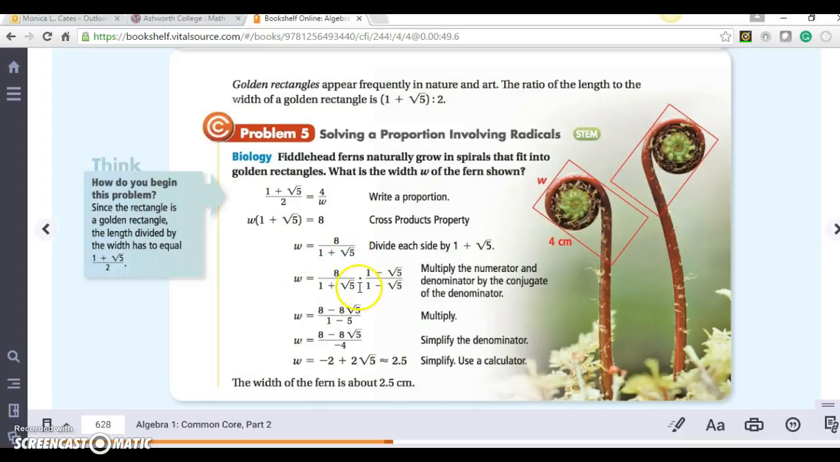Now I have to rationalize, so I'm going to multiply by the conjugate of 1 plus the square root of 5, which is 1 minus the square root of 5. Whatever I do to the bottom, I have to also do to the top. So I get 8 minus 8 root 5 over 1 minus 5, which is negative 4. When I divide that, negative 4 goes into 8 negative 2 times, and negative 4 goes into negative 8 root 5 positive 2 root 5 times. So I get negative 2 plus 2 root 5. When I put it in my calculator, I get about 2.5.